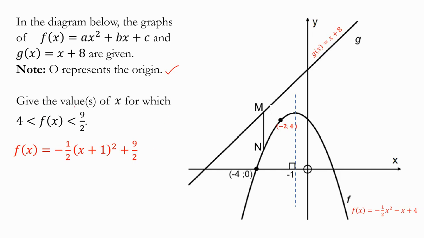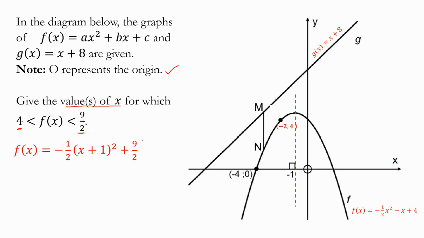So it says give the values of x for which the function f of x is between 4 and 9 over 2. So we're looking for the x values here, where the function is between 4 and 9 over 2.